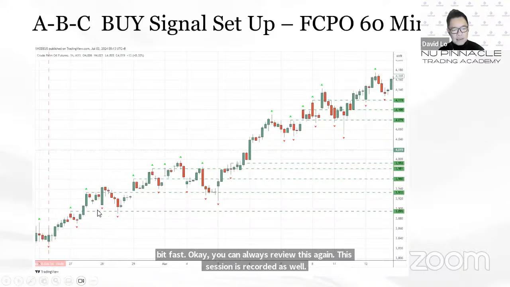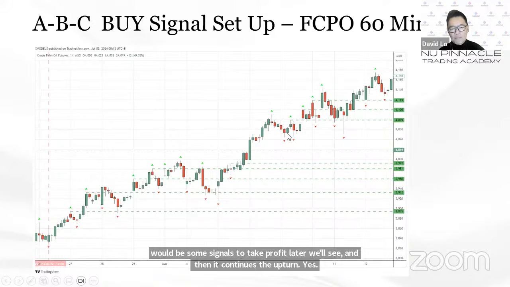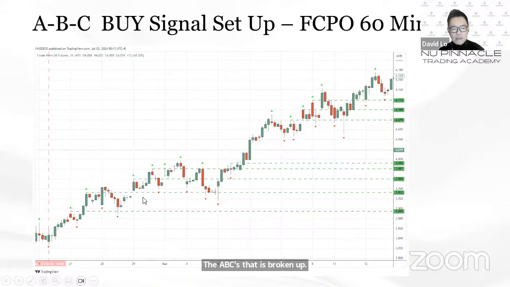You can see the buy signals here marked in green rays. There are still other ABC signals over here. I'm just showing you the more obvious ones. You can see all the buy signals and how it trends. Here there are some sell signals actually. These will be signals to take profit. Later we'll see it continues the uptrend, with the ABCs broken up over here. So these are basically some of the ABC setups for FCPO 60 minutes.